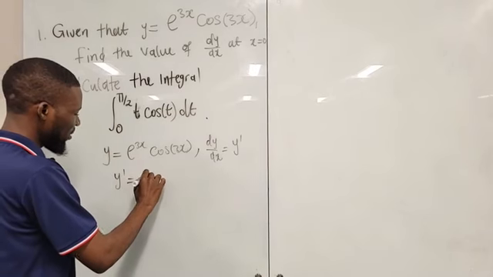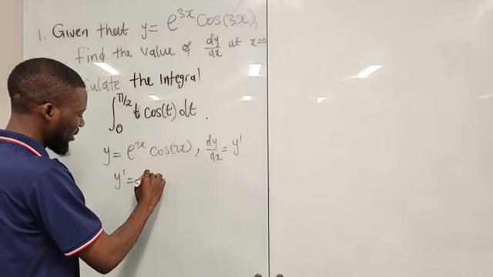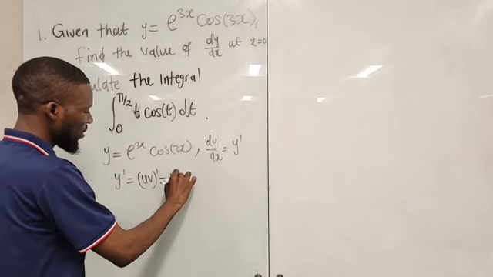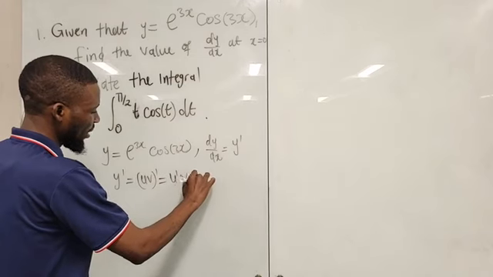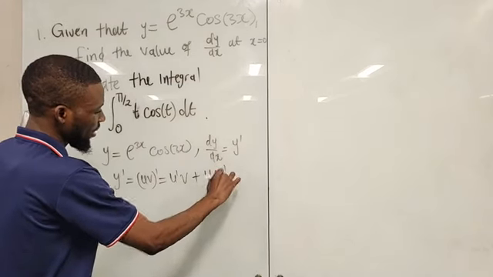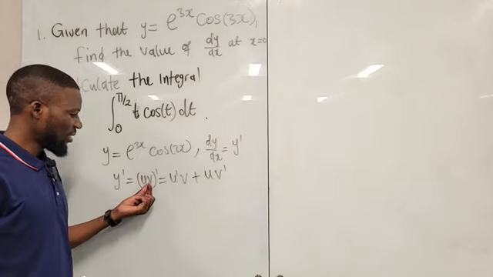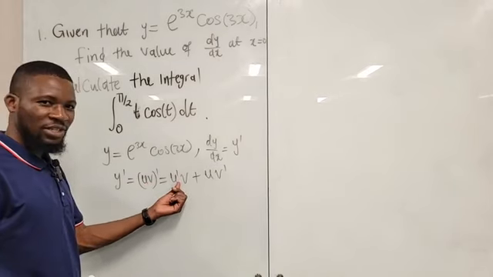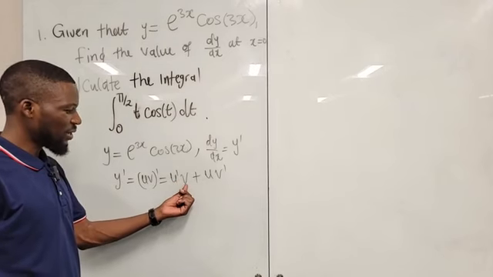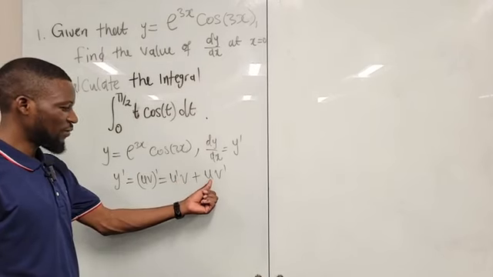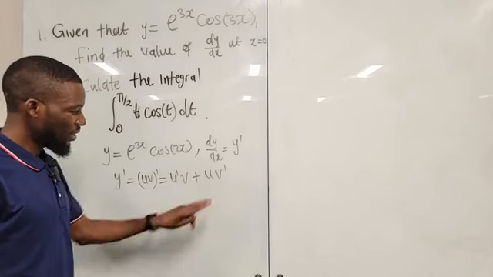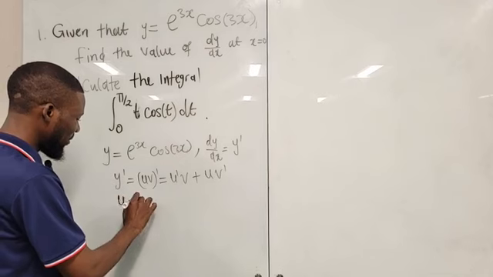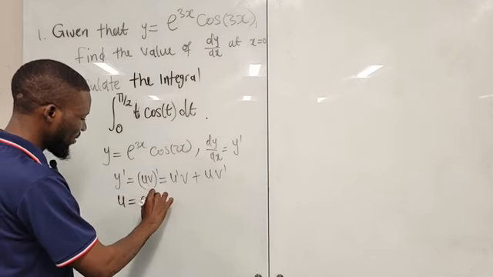u'v + uv'. So since it is the product of two functions, we are going to take the derivative of one function, leave the other constant, then leave the first one constant and take the derivative of the other function. So in our case, we can say u is equal to e to the power 3x.